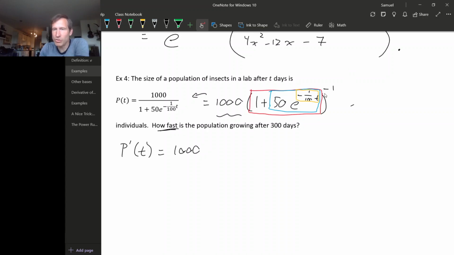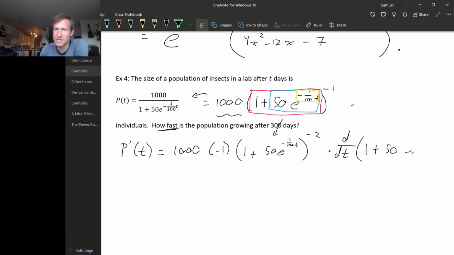So all the way on the outside is this power function, minus 1. So the power rule says bring the power down and subtract 1 from the power. Now the chain rule says put the inside into there. So 1 plus 50 e to the minus 1 over 100 t. And then multiply by the derivative of the stuff inside, which is 1 plus 50 e to the minus 1 over 100 t.